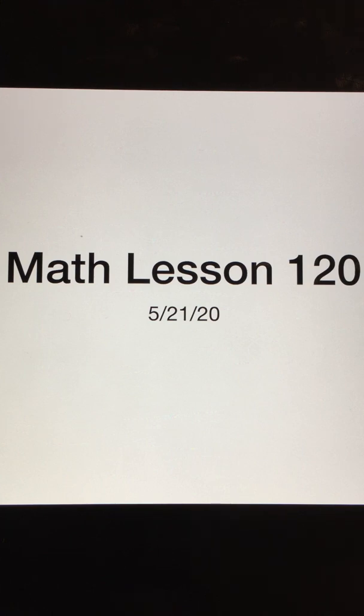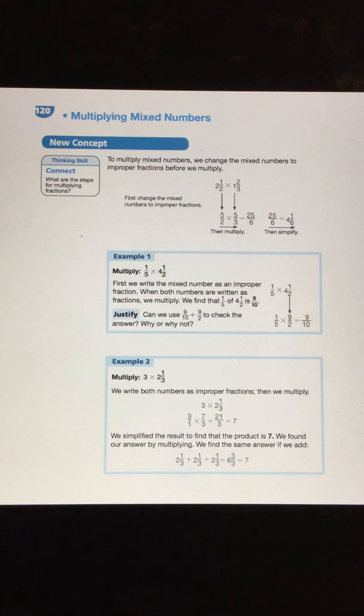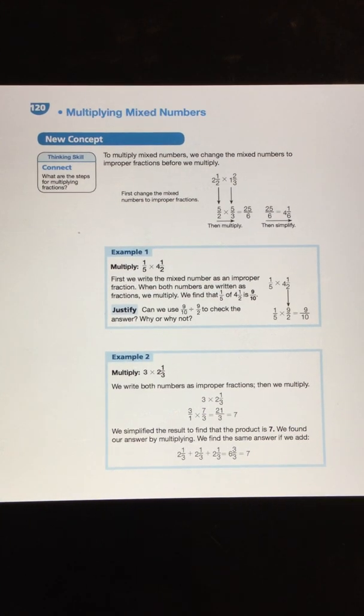And guess what? This one is on multiplying mixed numbers. This one's pretty fun, actually. So, we only have one page of a lesson. I kept turning to the next page. It didn't exist. So, we need to focus on this. When we multiply mixed numbers, we change the mixed numbers to improper fractions before multiplying. That way, it makes it much easier.